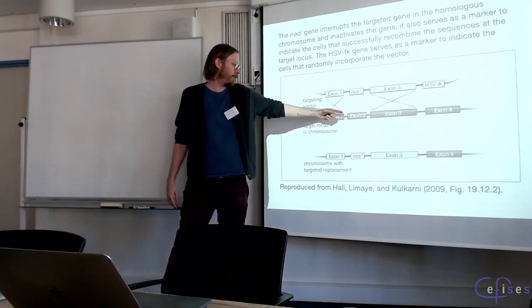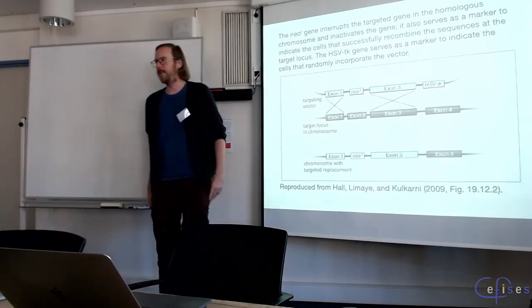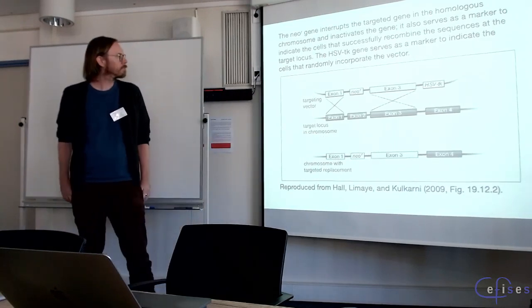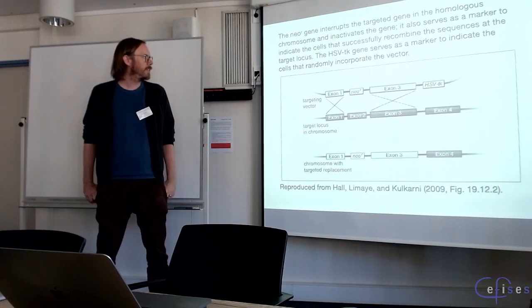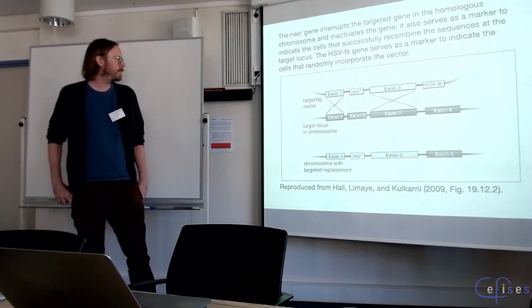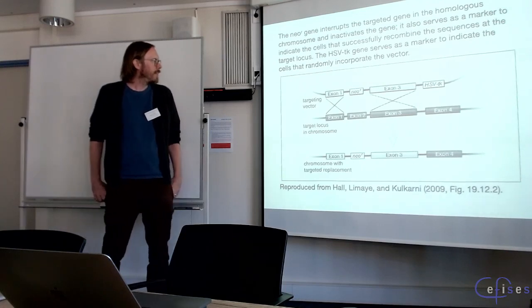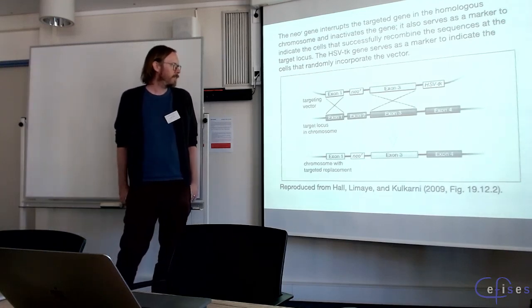Exon 2 is knocked out and replaced by the NeoR gene. So the NeoR gene interrupts the targeted gene in the homologous chromosome and inactivates the gene. It also serves as a marker to indicate the cells that successfully recombine the sequences at the target locus. The HSV-TK gene serves as a marker to indicate the cells that randomly incorporate the vector.